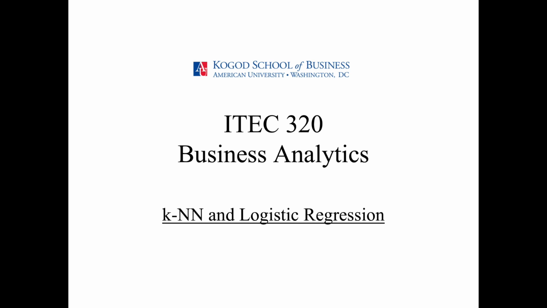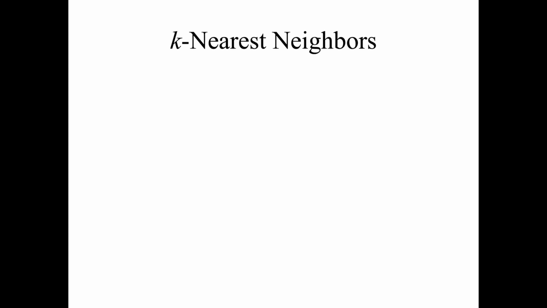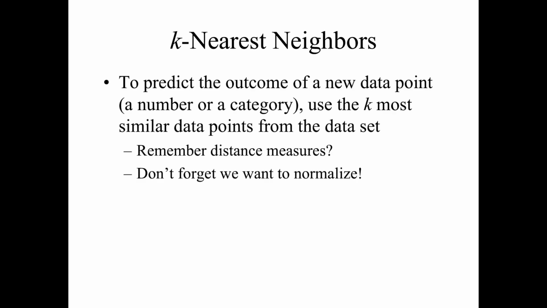Today we're going to be talking about two new types of prediction methods. One is called k-nearest neighbors, and the other is called logistic regression. So k-nearest neighbors is just another way that we can predict outcomes. And the idea is that we want to predict a new data point by looking at the k other data points that are closest to this one. So that's why it's called the nearest neighbor.